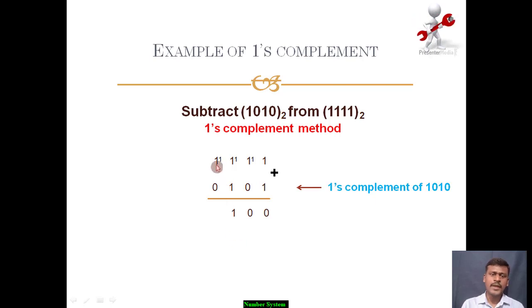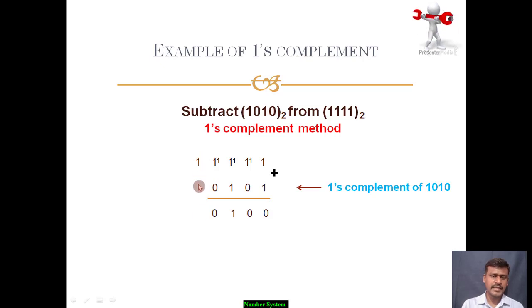Next is 1 plus 1. The sum is again 0 and it will give you 1 carry. So 0 we got as the sum here. Then 0 plus 0 will be 0, and 1 will be carry. You can see here 0 is the sum, 1 will be carry, and we are left with a carry.